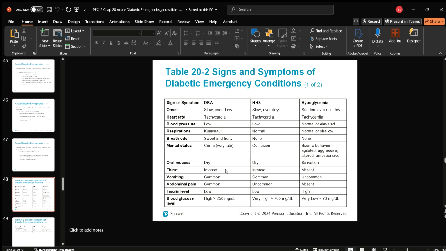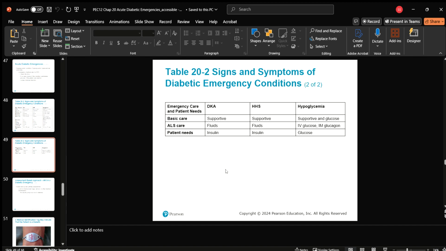Let's talk about onset. Hyperglycemia, is it rapid or slow onset? A very slow onset. Hypoglycemia, very rapid onset. So here's just an example of what different levels can do.